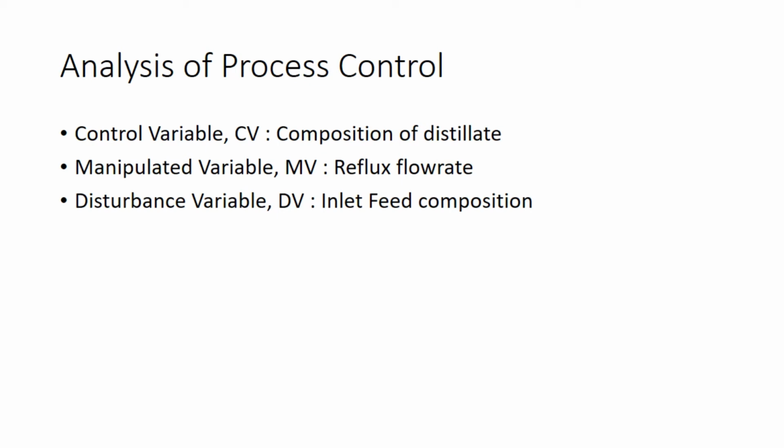The manipulated and disturbance variables are identified before we proceed to the explanation on how the feedback process control maximizes the extraction of myristyl alcohol. The control variable for this feedback control system is the composition of myristyl alcohol in the distillate. The manipulated variable is reflux flow rate, and the disturbance variable will be inlet feed composition.